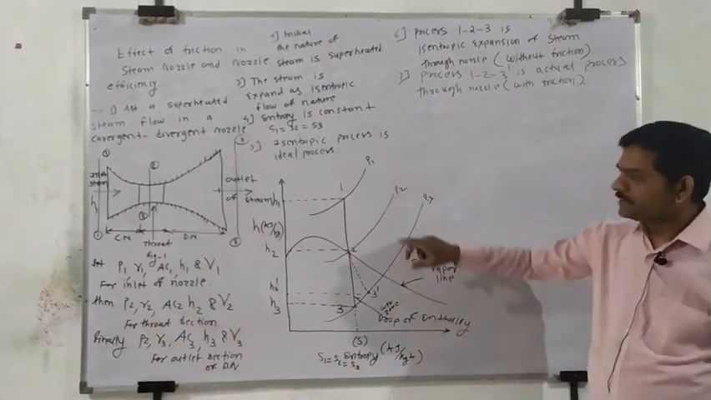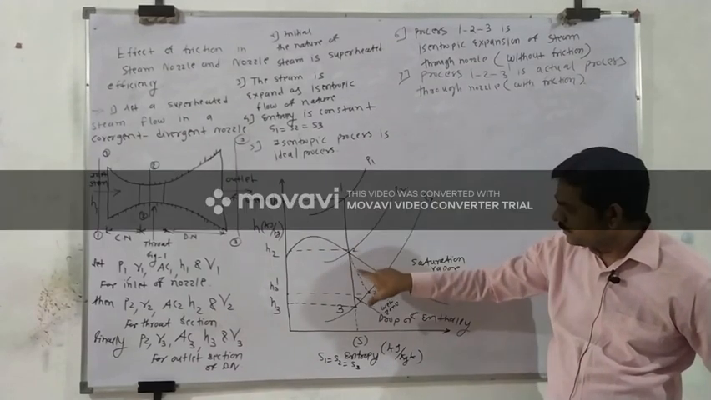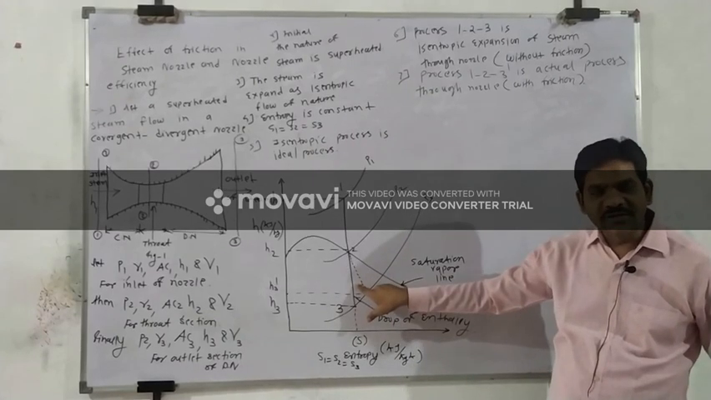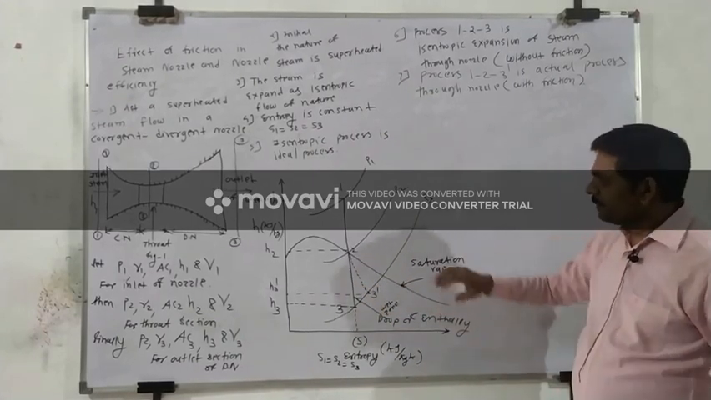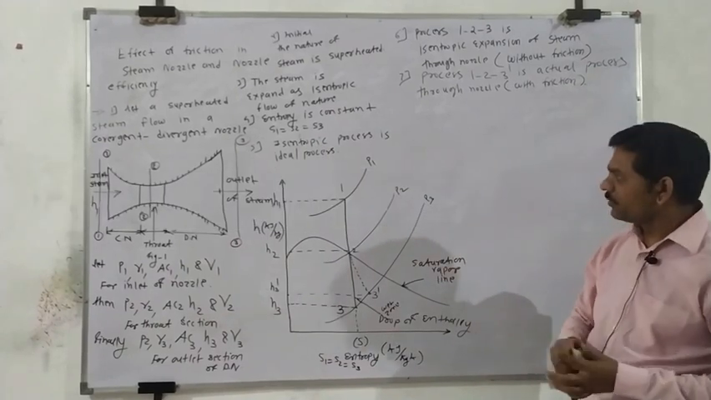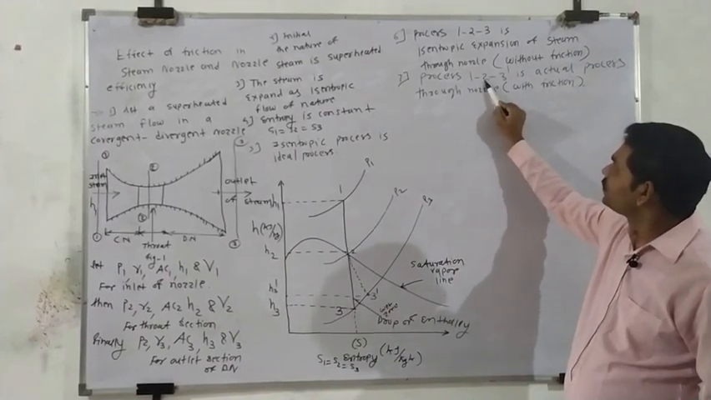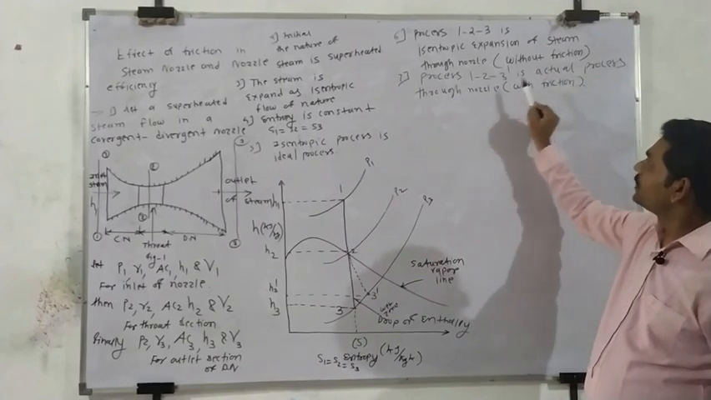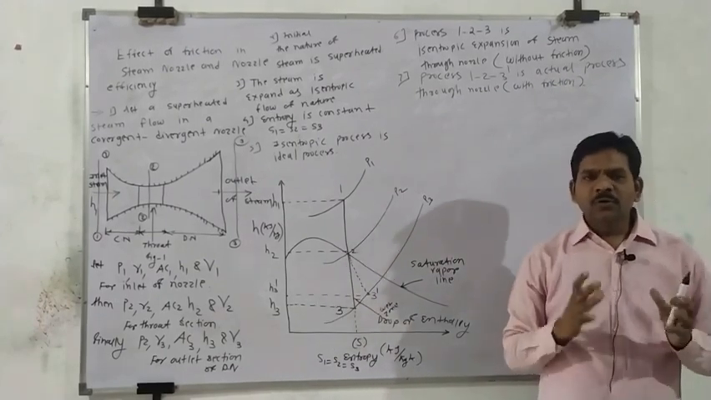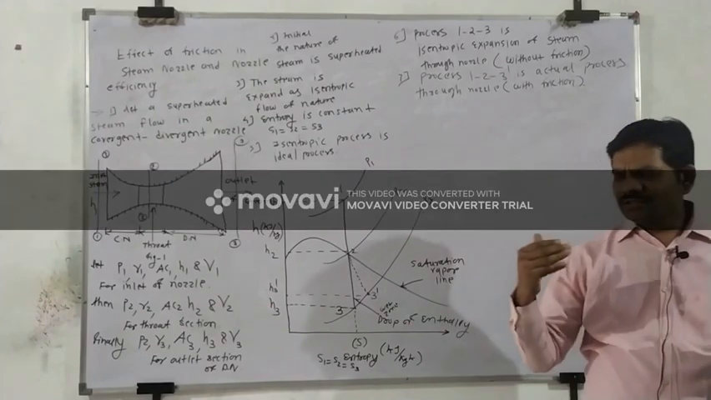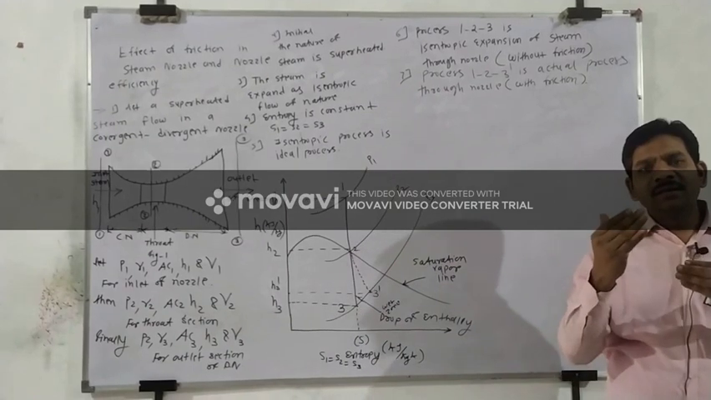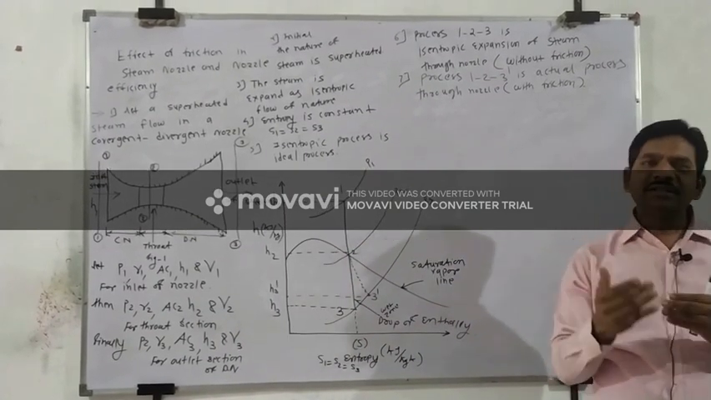So this process of steam in a nozzle is an isentropic process in the ideal case, but the steam passes through in actual conditions. So what is the process? The process 1, 2, 3 dash is the actual process through the nozzle with frictions. We understand now that when the steam is passing through the nozzle, there is friction between the wall of the nozzle and the steam.